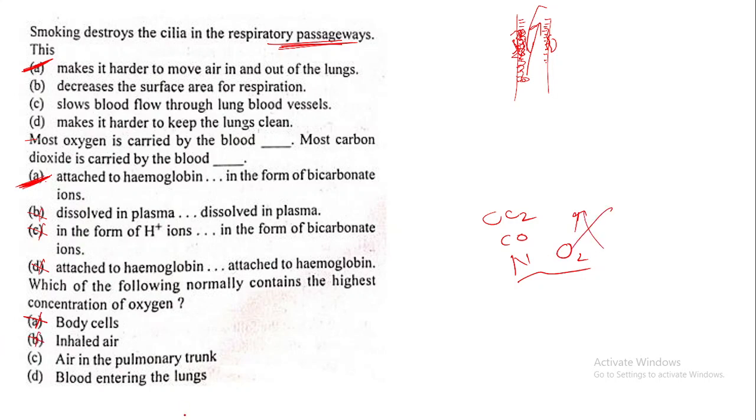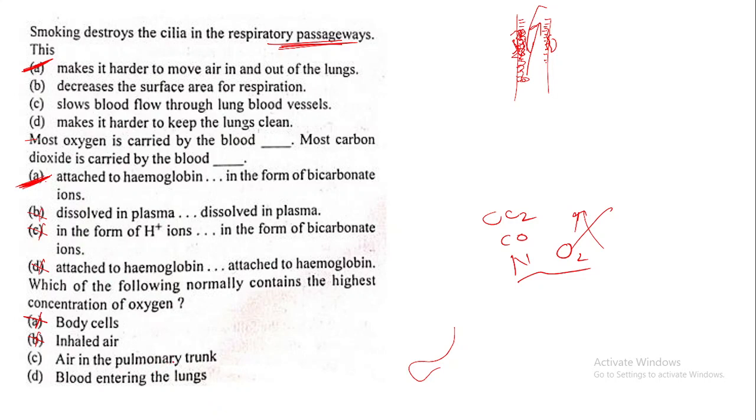Air in the pulmonary trunk. Okay. The pulmonary trunk is nothing but your entire, these bronchioles, alveoli and all those. So is the concentration of oxygen higher there? Or is it in the blood entering the lungs? Okay. The blood that is entering the lungs. Is it highest there?